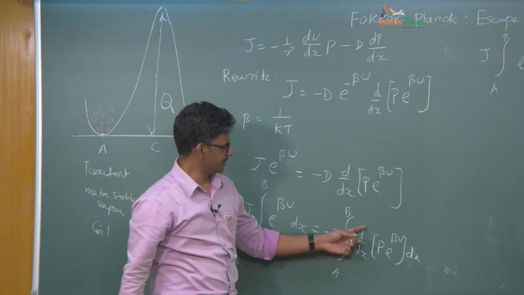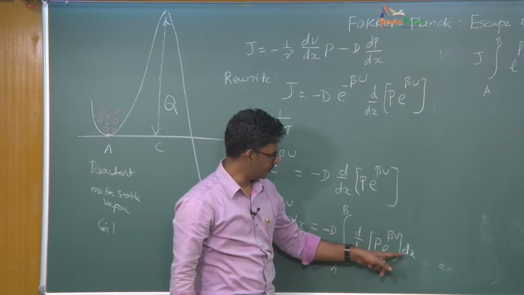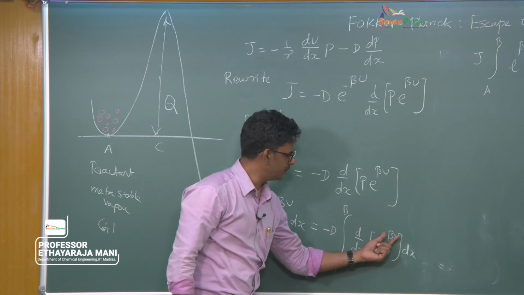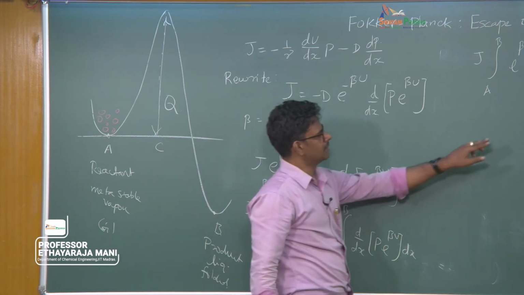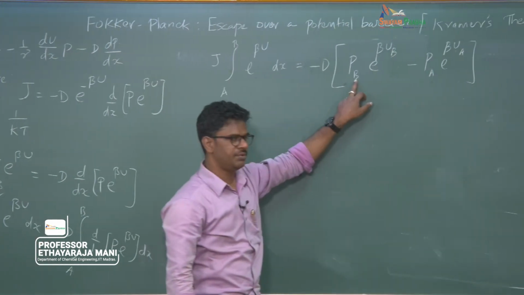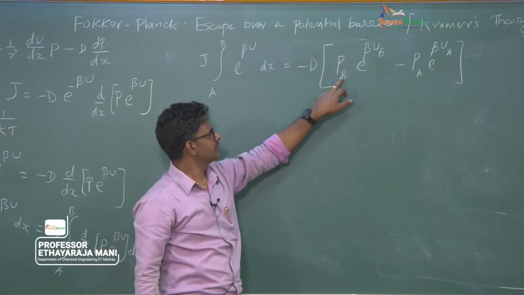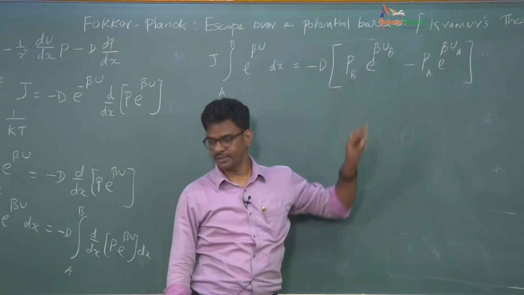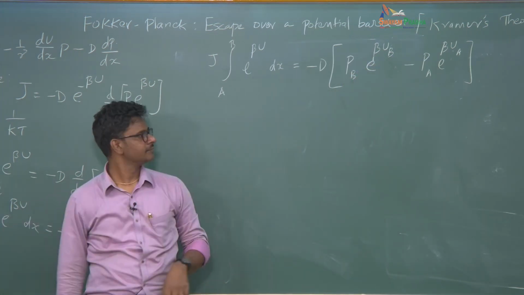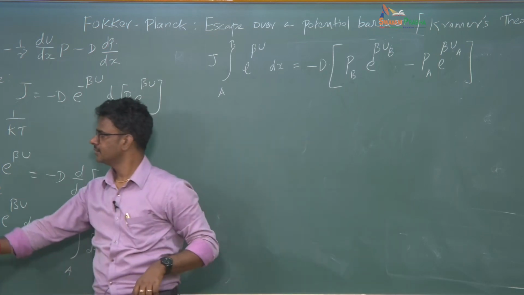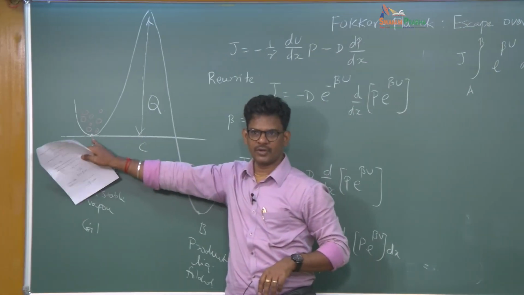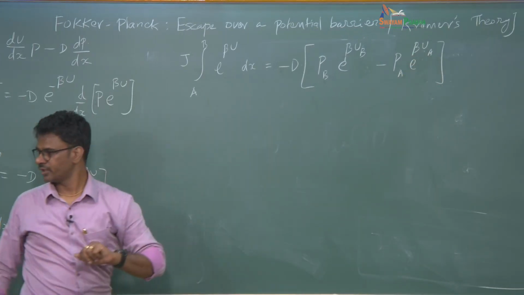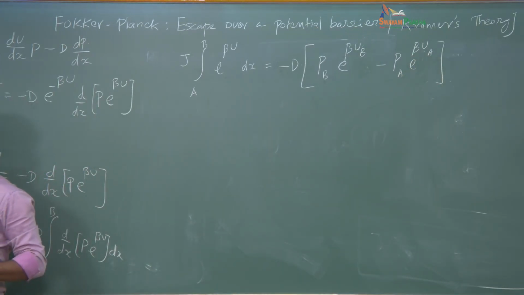Here when I integrate d by dx of p e power beta u dx, I have to estimate p times e power beta u at the two limits b and a. So Pb means the probability function measured at x equal to b, times e power beta Ub, the potential at b, minus Pa, the probability at location a, times e power beta Ua. Ua here is a potential. Actually here the potential is 0 in this particular reference.